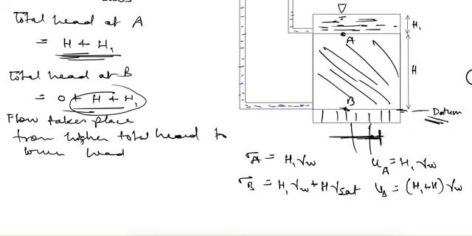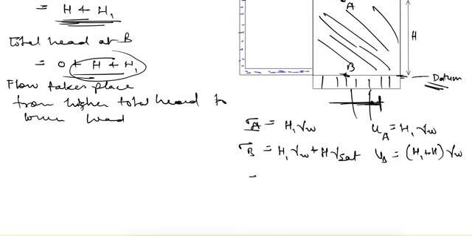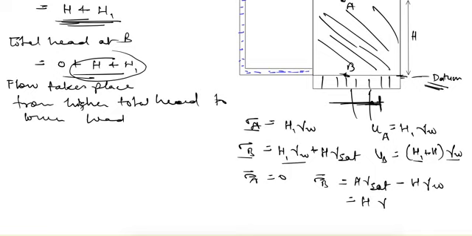So from here effective stress at A is equal to 0, and effective stress at B is equal to, as we know, the difference of total stress and pore water pressure. So H1 gamma W will cancel out. So the remaining will be H gamma saturated minus H gamma W. So that means H times gamma saturated minus gamma W, where gamma saturated minus gamma W is the submerged unit weight. So this is the effective stress at B when no flow is taking place.